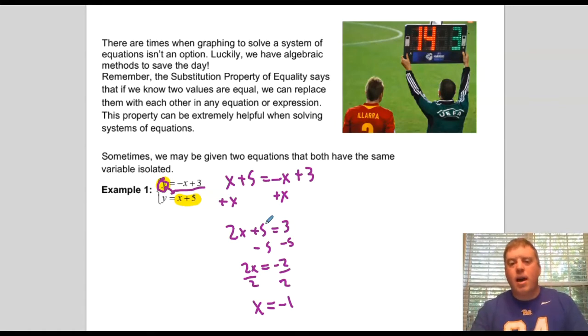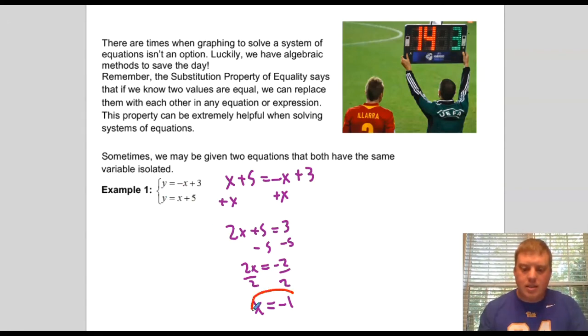Remember, we've talked about how the solution to a system of equations is an ordered pair. However, we only have an x value. So what we need to do is take this x value and figure out the y value that goes with it. To do that, I'm going to plug it into either of my original two equations. It doesn't matter which one you plug it into. I would just encourage you to plug it into the one that looks the easiest. To me, I don't want to have to deal with a negative in front of my x.